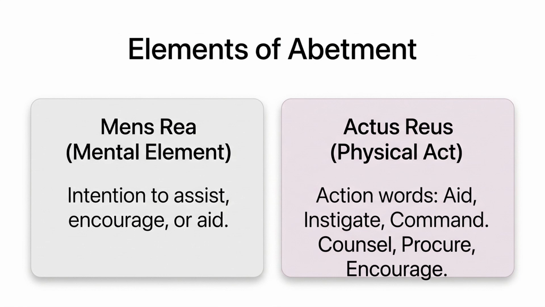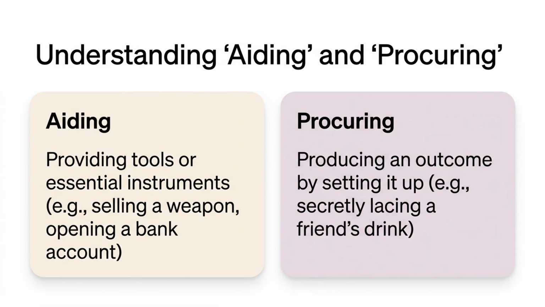For instance, creating a social media page to encourage a riot, even without direct physical participation, satisfies the physical act of abetment by providing comfort and support to the offenders. Let's clarify a couple of these actions. Aiding often means providing essential tools, like opening a fraudulent bank account for an accomplice.